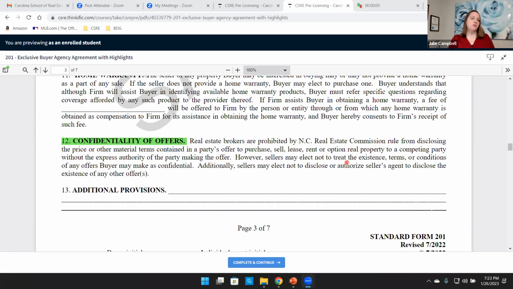So if you're in a multiple offer situation, you can't pit your buyers, your offerors, against each other. If you're the same agent and you have two buyers both interested in the same property, I can't pit them. I can't look at my first buyer and say, I know what Joe's offering, and then look at my second buyer and say, I know what Keith is offering, right? I cannot disclose those terms without their permission.